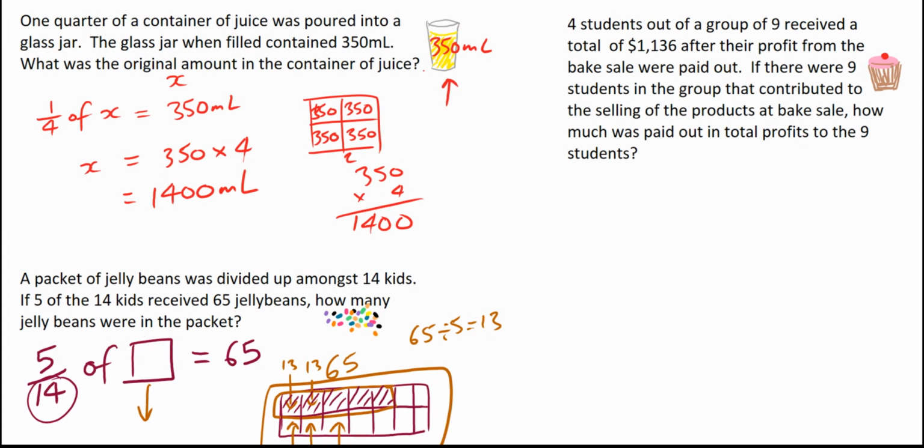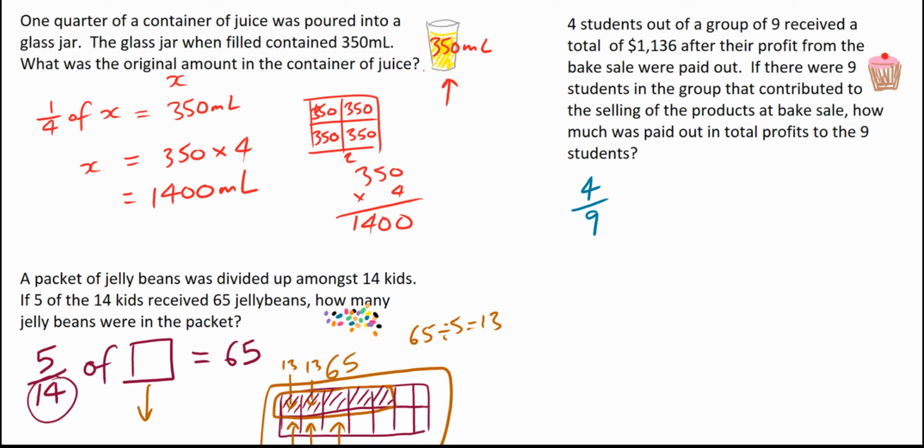And then just looking at this last example here, we've got 4 students out of 9. So let's grab another colour. 4 out of 9 received a total of $1,136 after their profit from a bake sale was paid out. If there were 9 students in the group that contributed to the bake sale, how much was paid out in total profits to the 9 students?